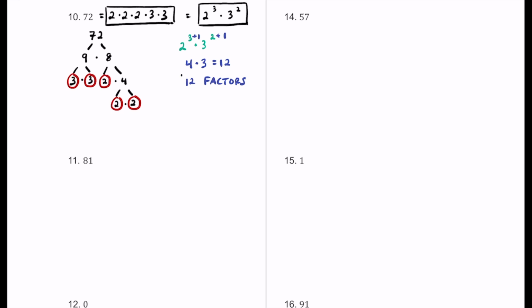Okay, so now we know how many factors 72 has, which is quite a bit, 12 factors here. And because it has more than 2 but not an infinite number of factors, then it is definitely a composite number.